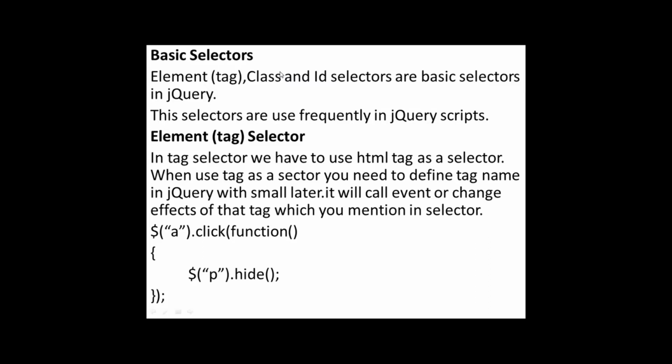Now, first, element tag selectors. In a tag selector or element selector, we have to use an HTML tag as a selector. When you use an element selector, you need to define that element or tag name in jQuery with small letters. Suppose I want to access the div tag as a selector, then I need to write the tag name div as a selector.